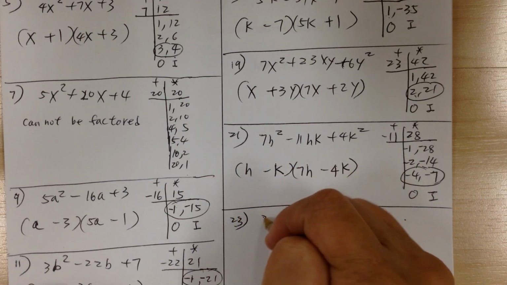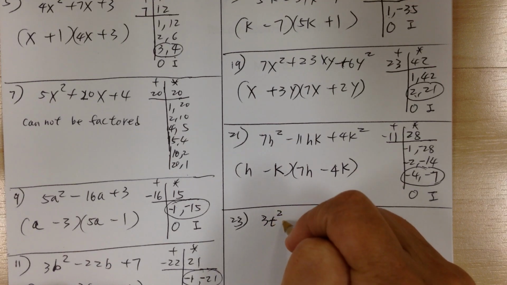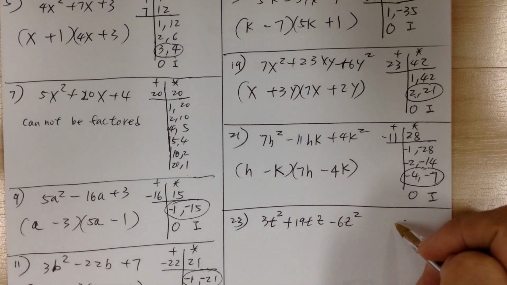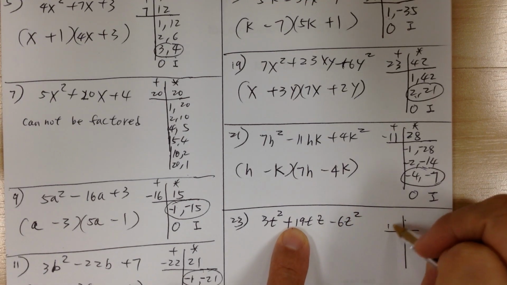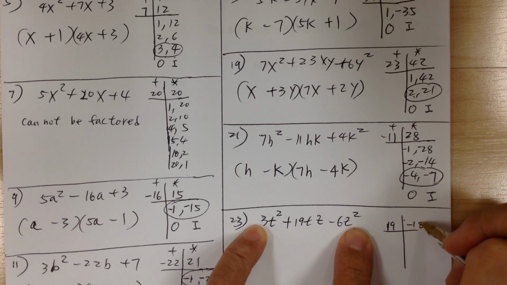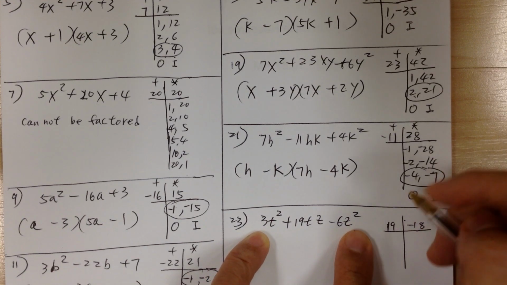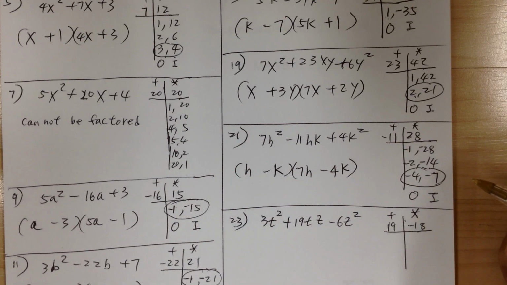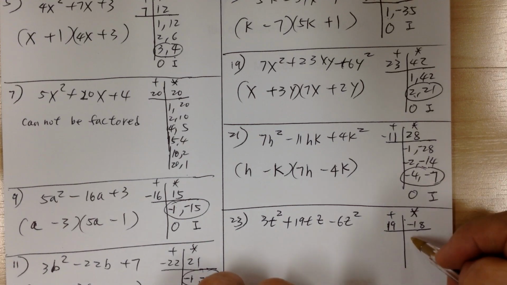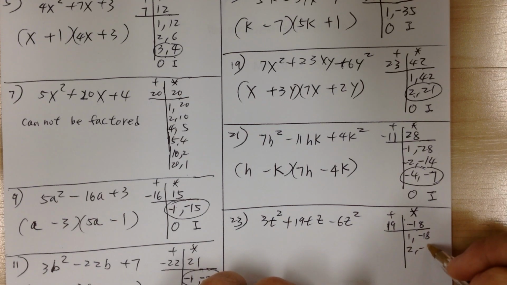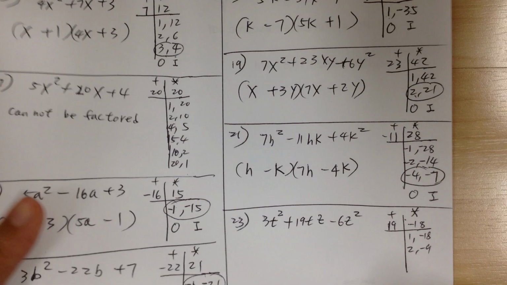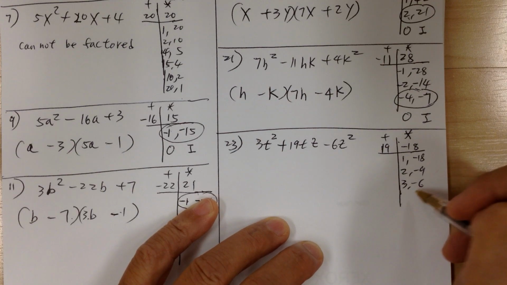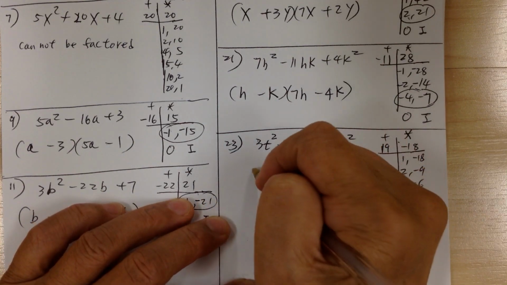Okay, 23. You have 3t squared plus 19tz minus 6z squared. So you need to get 19 and this negative 18. You need to add and multiply to get that. So you can go through the list. 1, negative 18, 2, negative 9, and from here you can see that you're not going to get 19. 3, negative 6, and after that just reverse. So none of this is going to give you positive 19. So this cannot be factored.